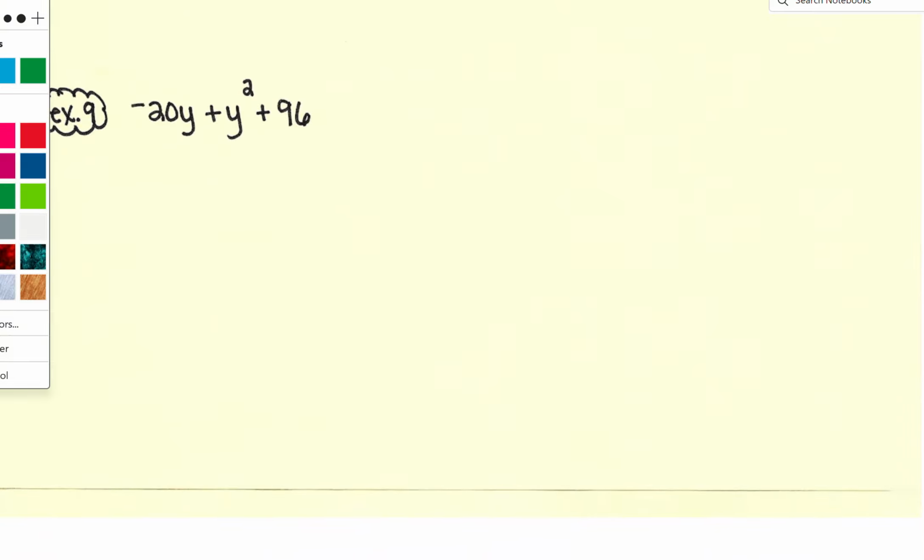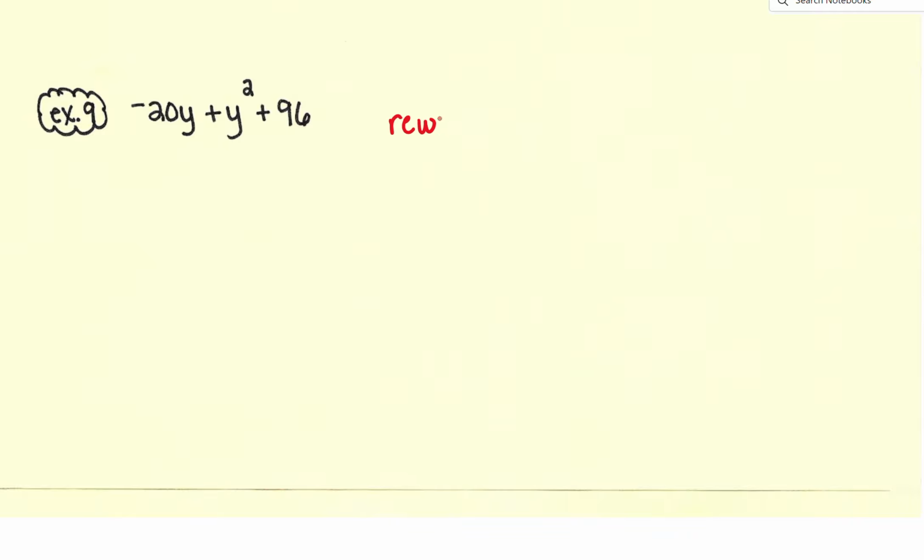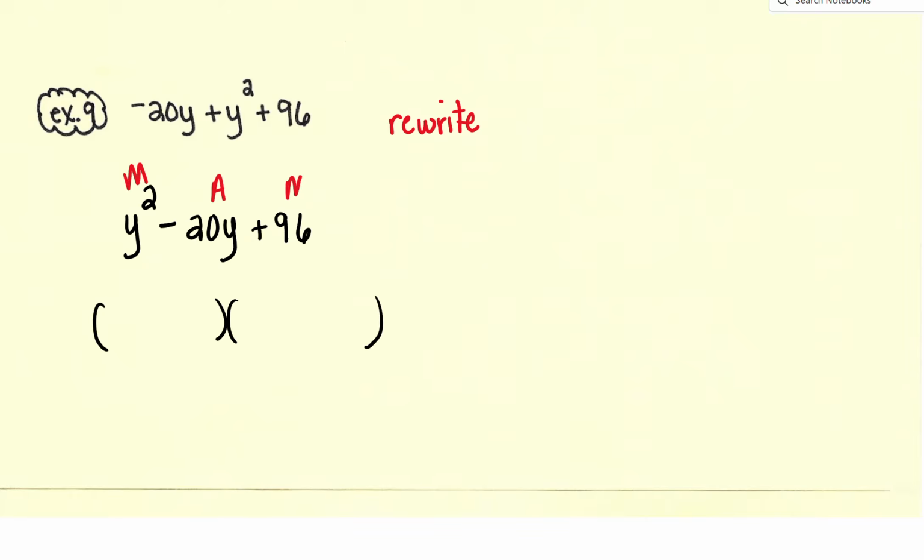Okay, example 9. Pause that video and try it. I know you can do it. So here we need to rewrite it first because it is so not in the right order. So when I rewrite this, the y squared is first. Keep your face with your body. He's a plus. The y term is next. Keep your face with your body. That's a negative 20y. And then your positive 96. So we will ma'am, what multiplies to get this. So we know it's just y and y.